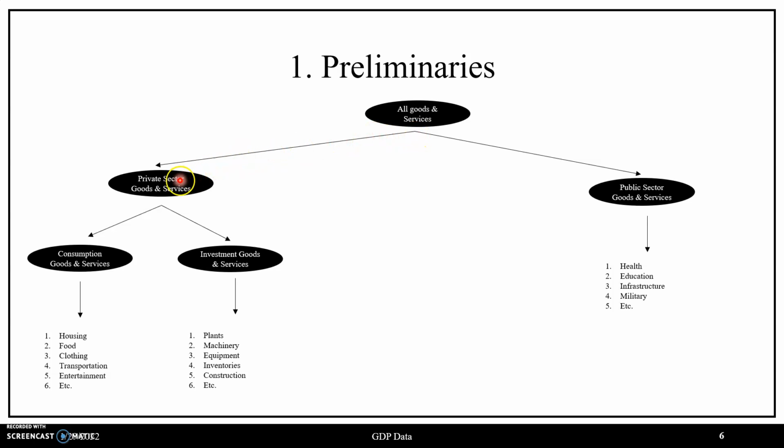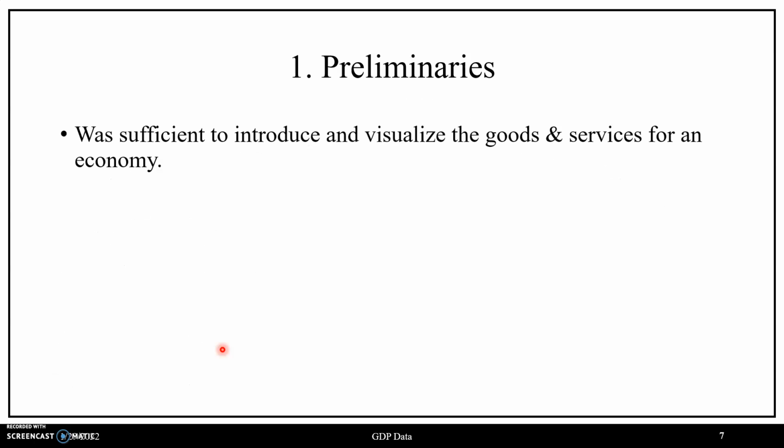This could be broken up into private sector and public sector goods and services, where the public sector comprised how the government spends their money on goods and services, and the private sector could be broken up into consumption and investment goods and services, where consumption goods and services were how consumers spent their money on goods and services, and investment goods and services were how firms spent their money on goods and services. Now, this decomposition was sufficient to introduce and visualize all the goods and services available for an economy in terms of categorizing the goods and services by sector, as well as by agent type and industry type.